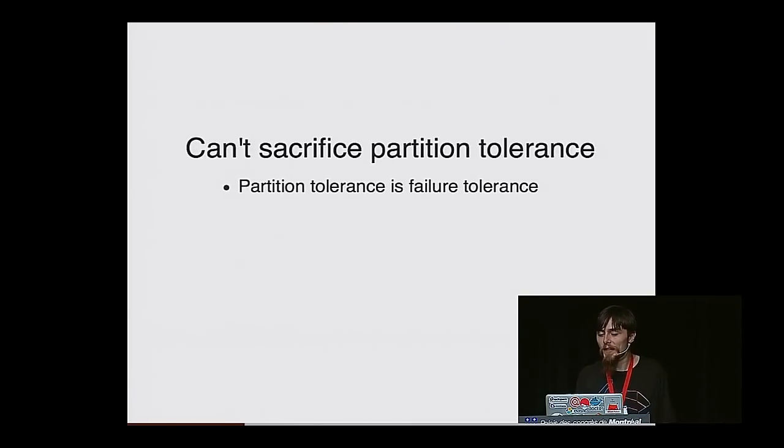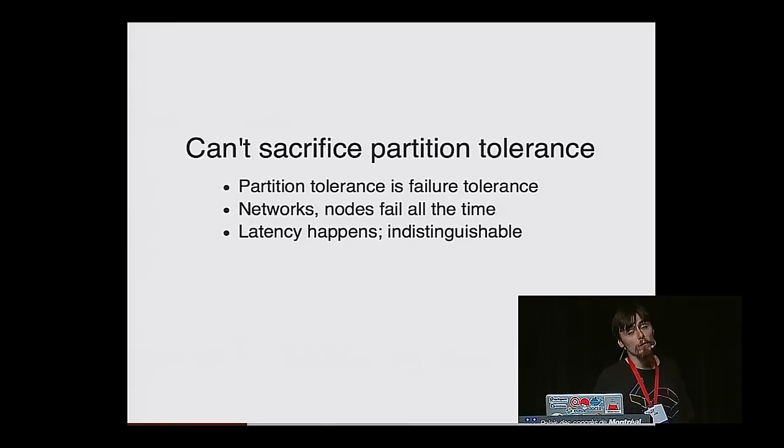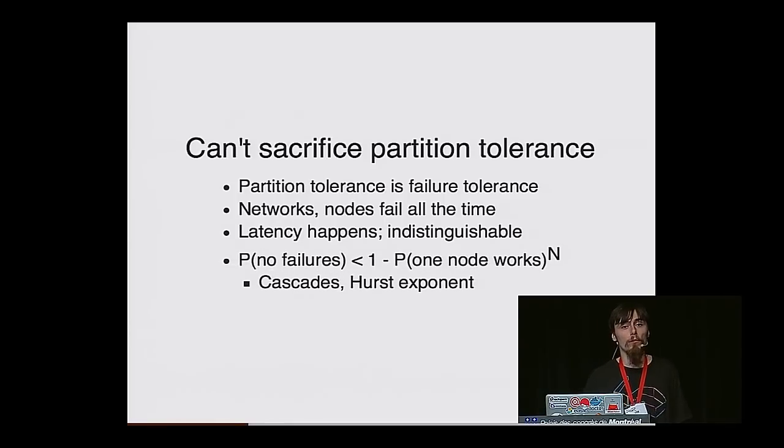Now it turns out that you can't actually sacrifice partition tolerance. Why? Because partition tolerance is failure tolerance. Networks and nodes fail all of the time. Latency happens and is generally more or less indistinguishable from actual failures. The other thing is that systems fail and systems fail partially. So the odds that nothing goes wrong is actually smaller than the complement of the odds that every single individual machine works well. Because you have to keep in mind, a lot of failures are cascading. So if some of your nodes blow up, then you increase the load on the other nodes, and therefore stuff happens. If you have a power spike and it fries a couple of PSUs, it's probably going to fry more than one power supply, et cetera, et cetera.